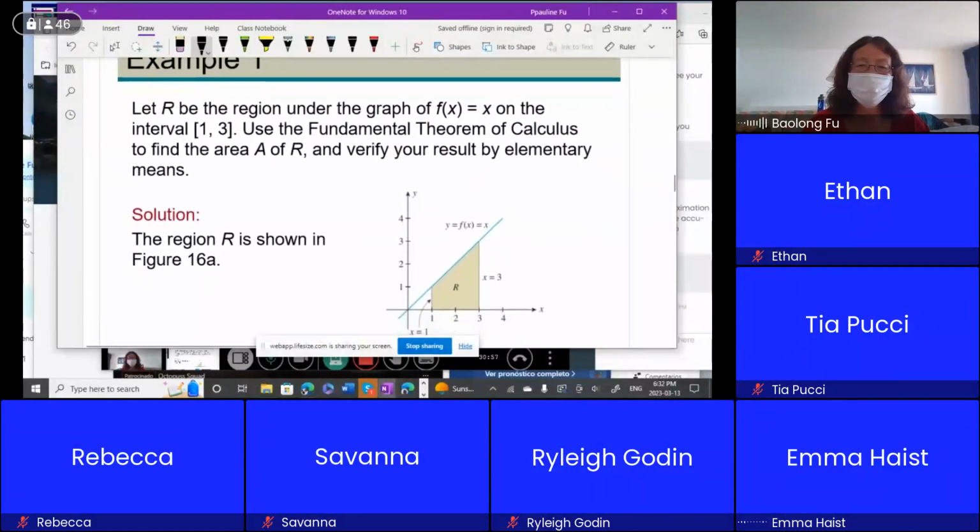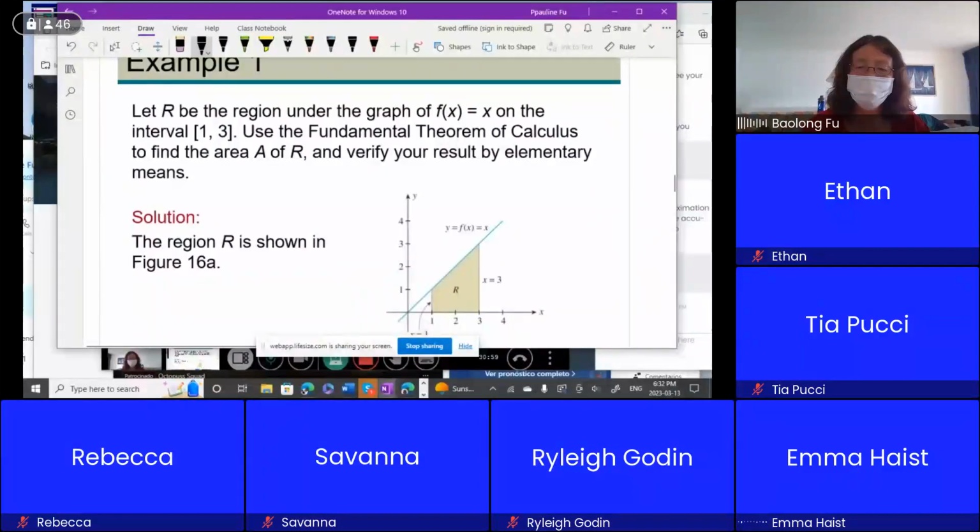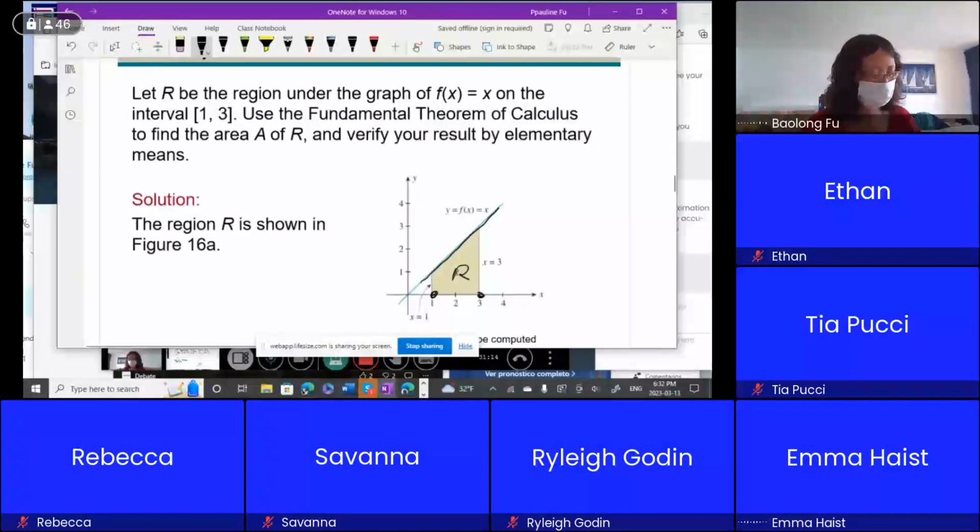Let R be the region under the graph f(x) equal to x on the interval 1 to 3. Use the fundamental theorem of calculus to find this area R. And then verify your results by an elementary method.